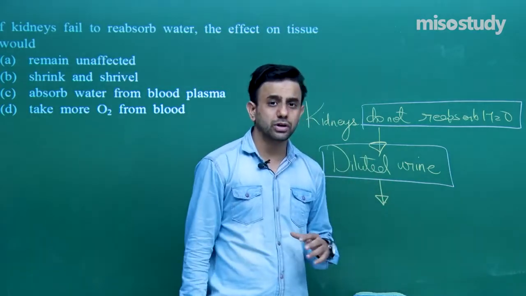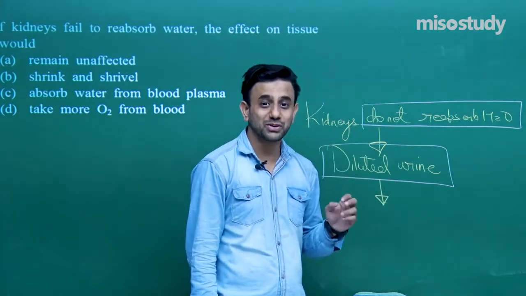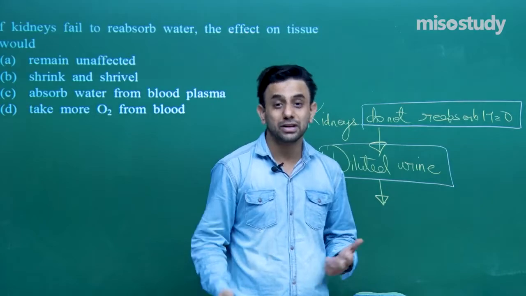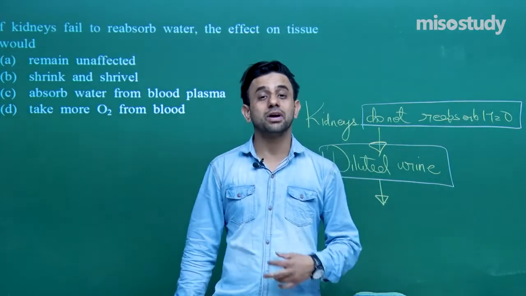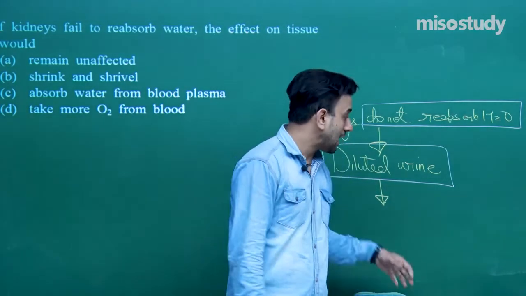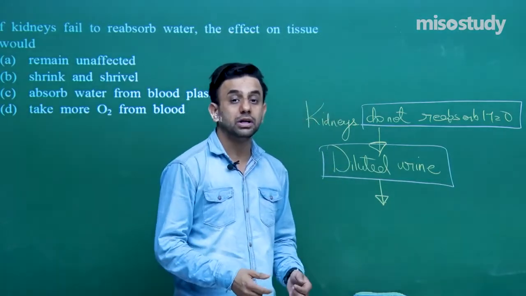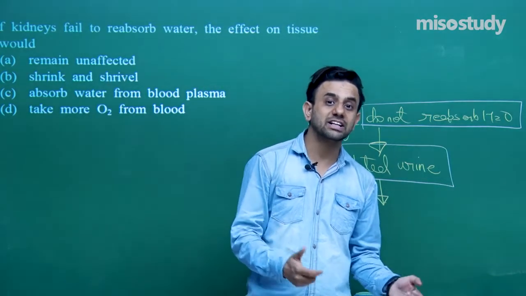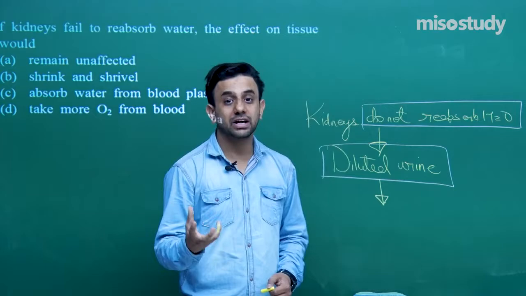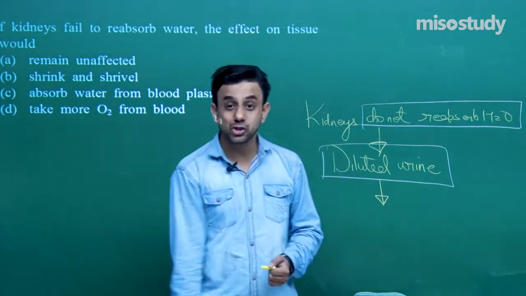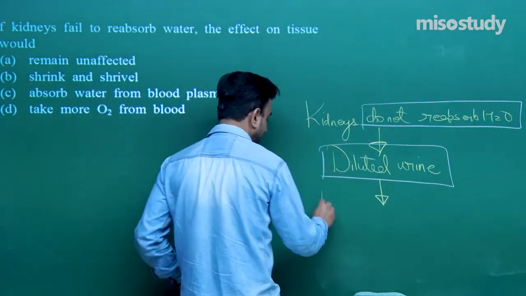is the water in the urine coming from? Someone is not putting water in your urine, that is coming from the body itself. So definitely it's coming from the body tissues, from the cells, and so what will happen, the tissues and the cells will get what? Dehydrated, and they will shrink and shrivel.